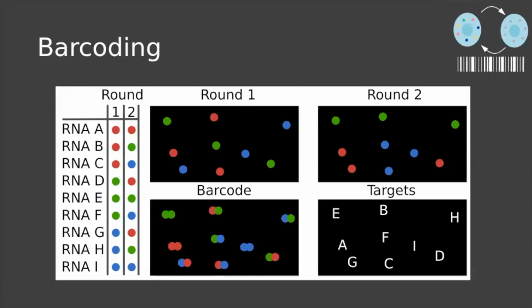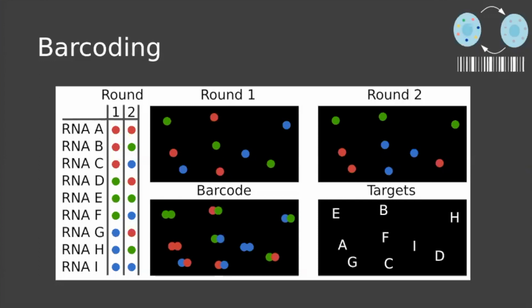So this is what it would look like. In round 1, you stain all your molecules. Some of them are red, some of them are blue, some of them are green. You have no clue what they are yet until you do the second round. So in the second round, again, they light up in a different color. If you then overlay these images, you can sort of reconstruct, or find, the barcode.